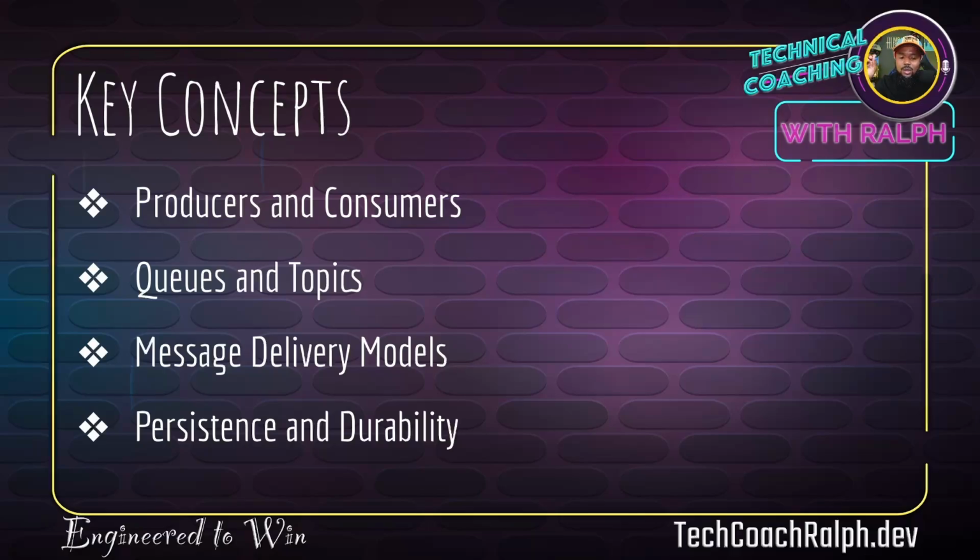So one can of green beans can be consumed by one consumer. So that's point-to-point messaging: one consumer per message, right? However, we have a topic, publish-subscribe model.